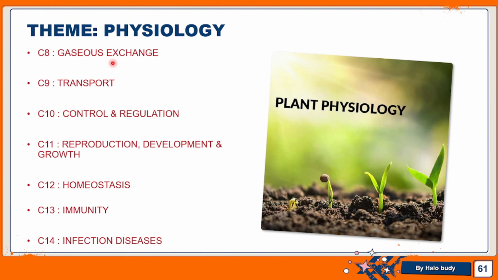Okay. So this semester we have 7 chapters: gaseous exchange, transport, control and regulation, reproduction, development and growth, homeostasis, immunity, and also infectious disease. Maybe some of the chapter topics you are familiar with because they are similar to SPM. I think gaseous exchange is similar. Transport you also learned, right? Control and regulation, maybe in SPM you also learned. Reproduction and growth, all this SPM covers. Homeostasis, of course, SPM covers. Maybe immunity and infectious disease are unfamiliar to you, maybe you have not learned about them.